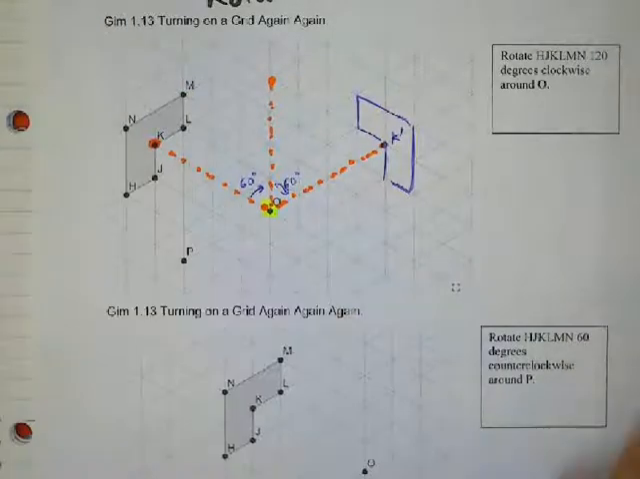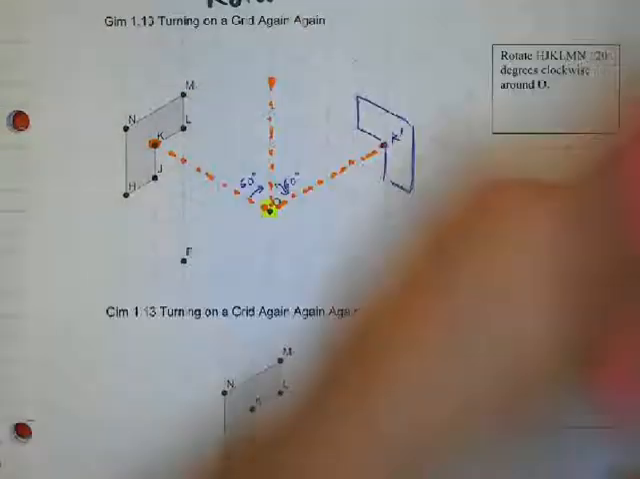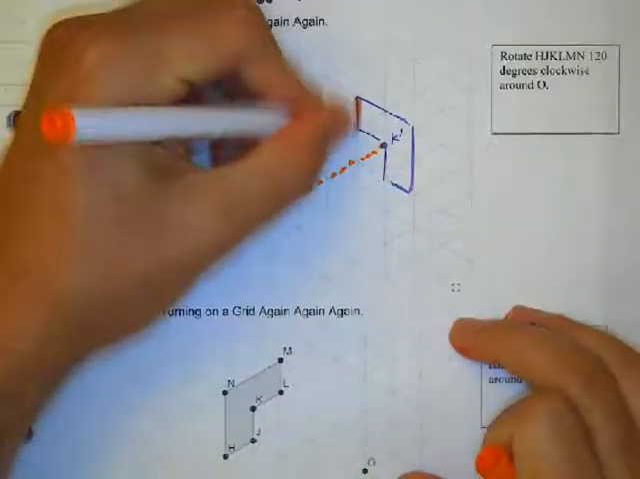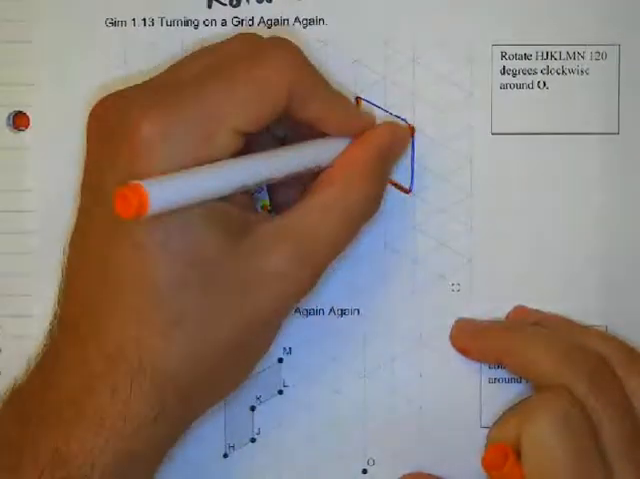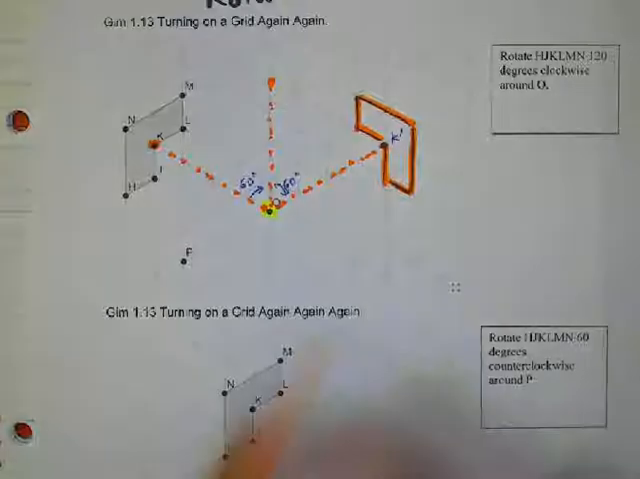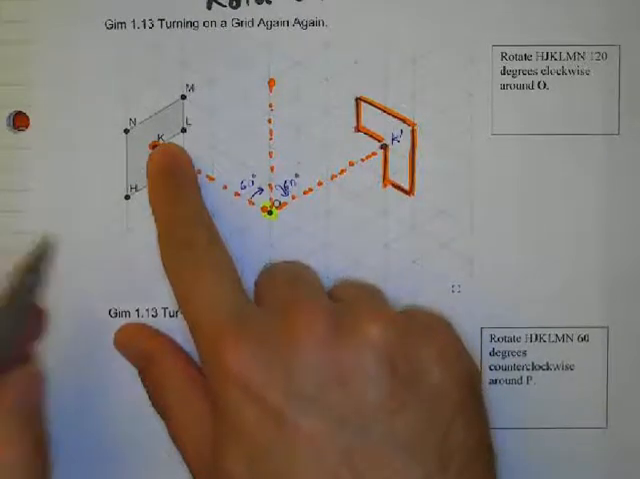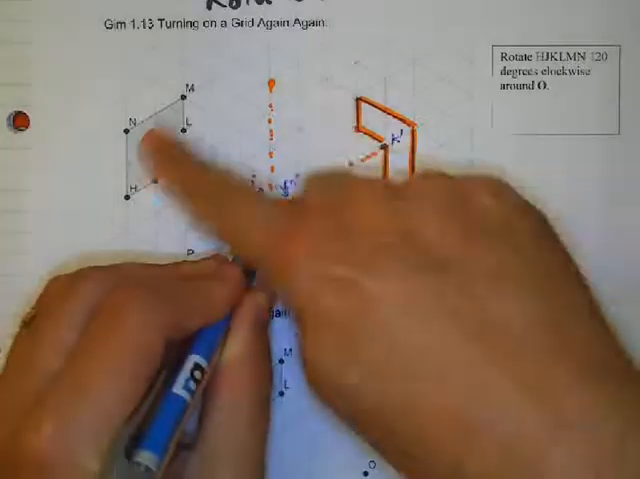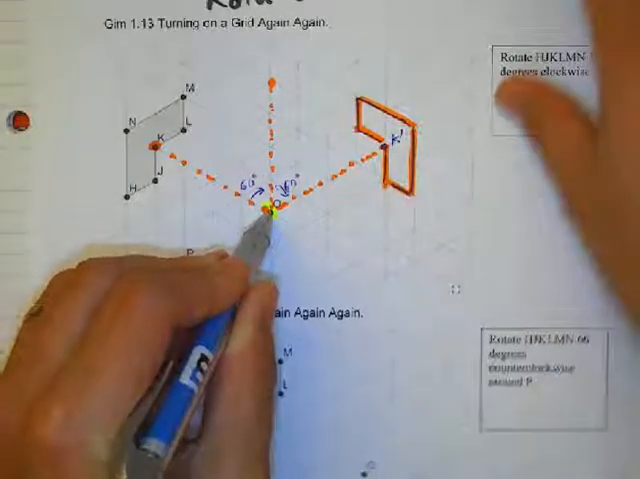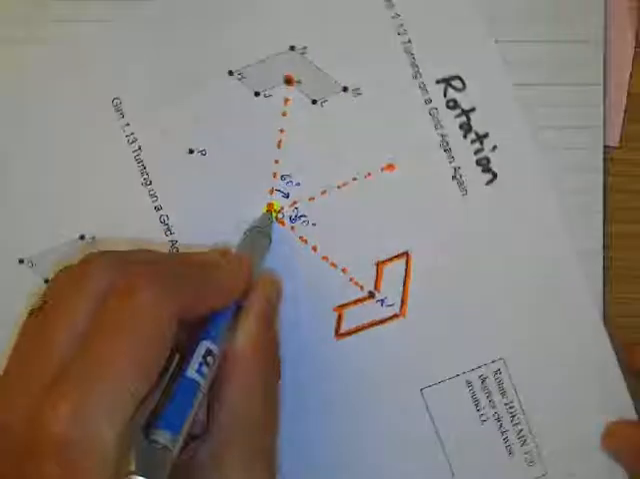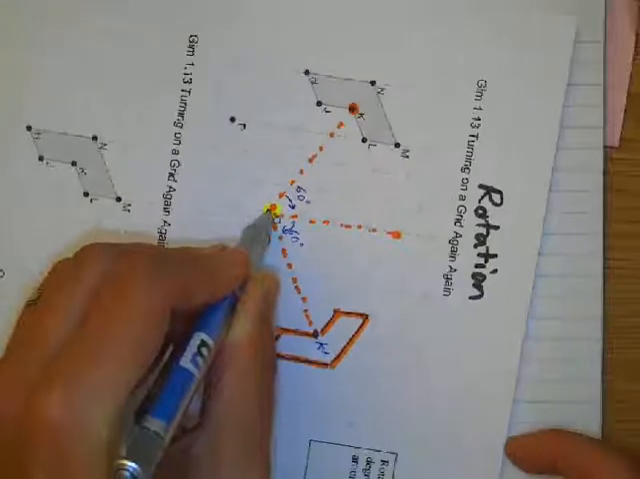Let's look at what we just did. I have this shape here, and if I twirl it 180, it should go right there. So let's see. There's 60, there's 180.